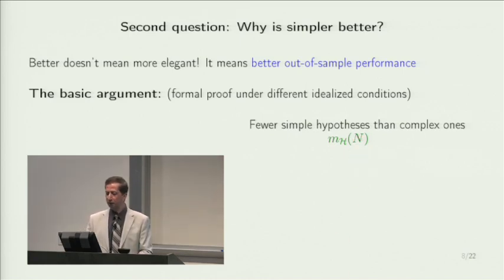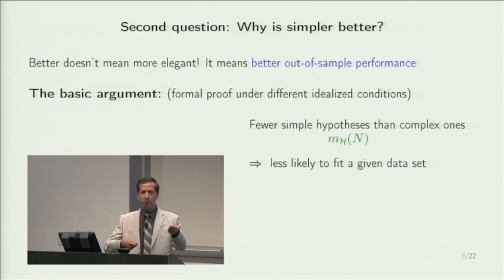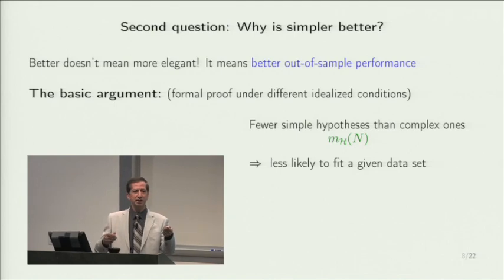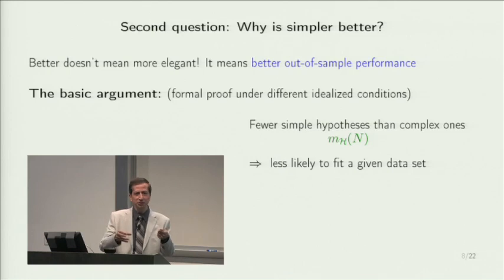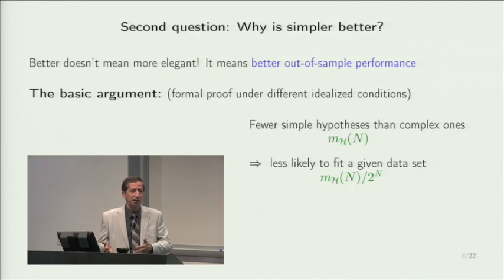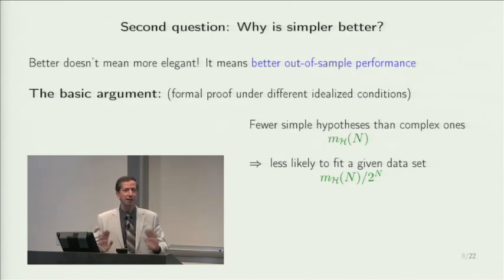So, fine, fewer simple hypotheses than complex ones. Then what? The next thing is, because there are fewer, it is less likely to fit a given data set. You have endpoints and you are going to generate labels. Let's say you generate them at random, and you ask yourself, what are the chances that my hypothesis set will fit? If it has few of those, obviously that goes down, and the probability, if you take it uniformly, is simply the growth function divided by 2 to the N. If my growth function is polynomial, then very quickly the probability of fitting a given data set is very small. Okay, fine, I can buy that.